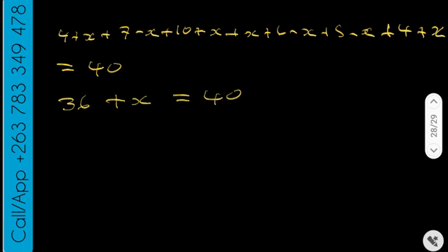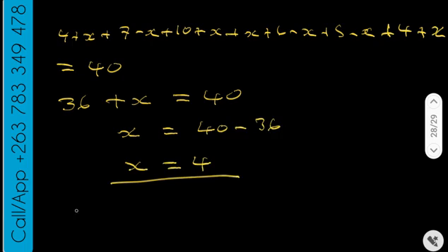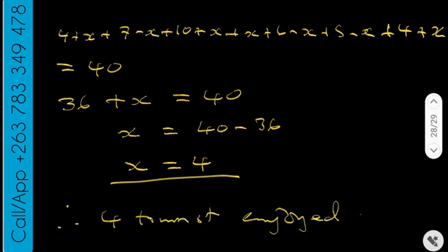Take my 36, that other side becomes a negative. So x is equal to 40 minus 36. This means x is equal to 4. So what does that mean? There are 4 tourists who enjoyed all 3 experiences. They enjoyed the game viewing, they enjoyed the waterfalls, and they enjoyed the casino.